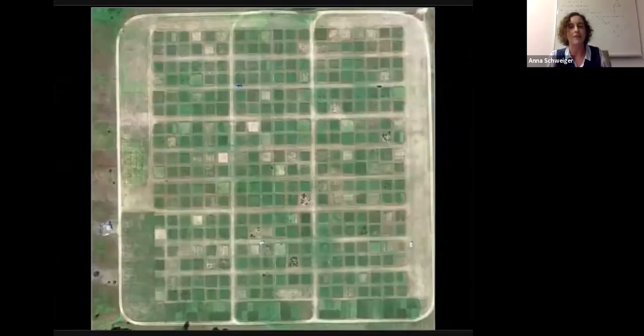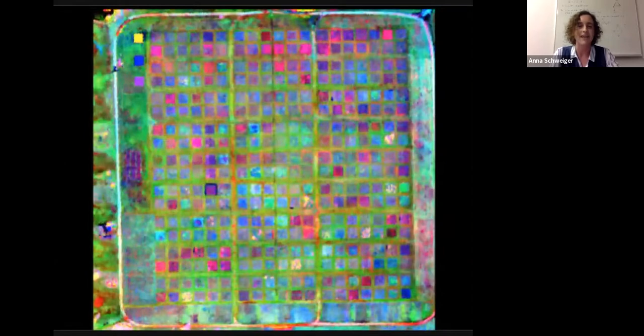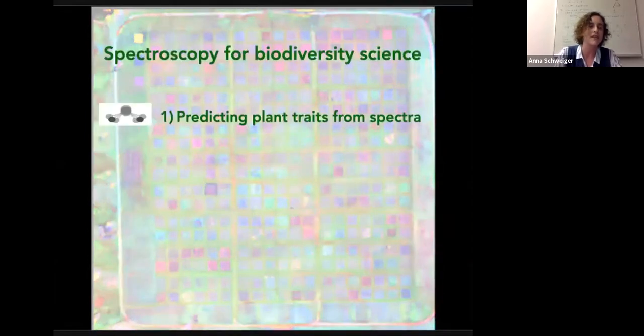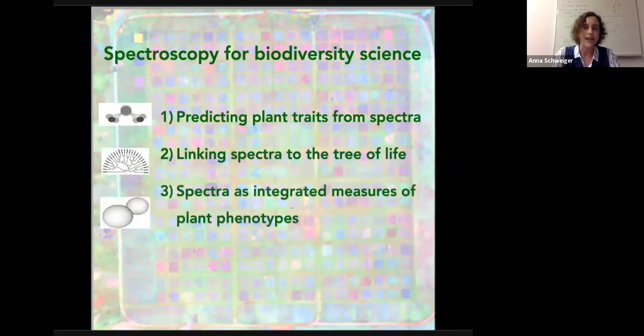How we can harness the information provided by spectroscopy for biodiversity science is going to be the content of my talk. And I'm going to spend the first couple of minutes to give you a short spectroscopy primer and talk about the prediction of plant traits from spectra. Then I'll be moving on to the topic of linking plant spectra to the tree of life. And in the end, I'll be talking a bit about this relatively novel idea of using spectra as integrated measures of plant phenotypes.